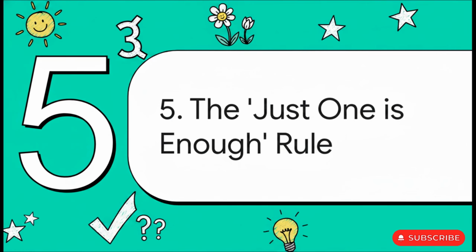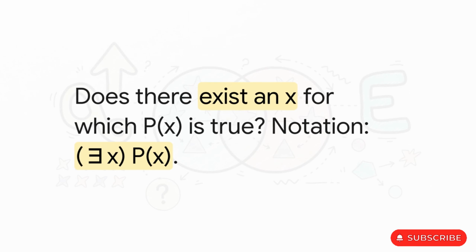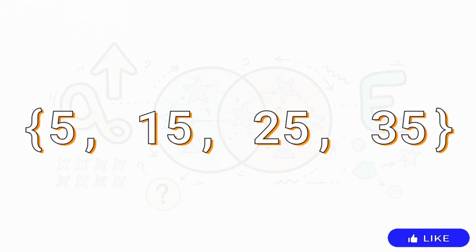Okay, so that was the strict one. Now let's check out our second tool, the one with a much more relaxed attitude. This is the existential quantifier, our optimist, and it lives by the "just one is enough" rule. The notation for this one is this backwards E, and it asks a completely different question. It asks, does there exist at least one value of x in our domain that makes the statement true? See, we're not looking for perfection anymore, we're just searching for a single success story. For this test, let's use a new domain: 5, 15, 25, and 35.